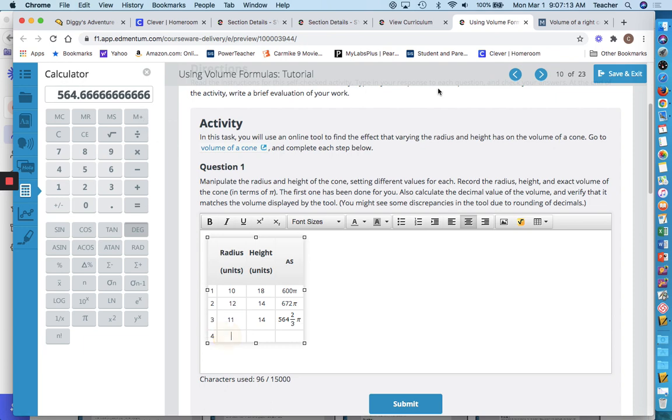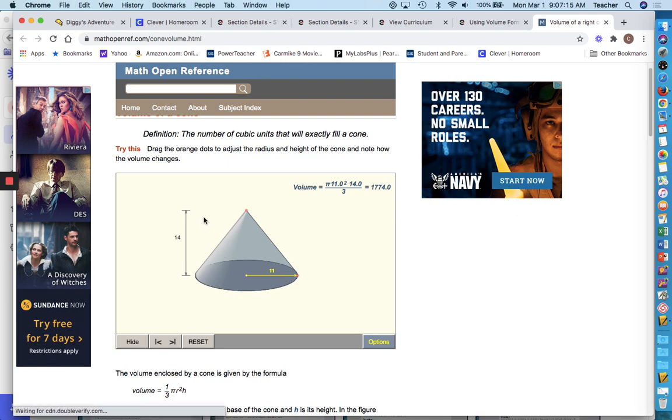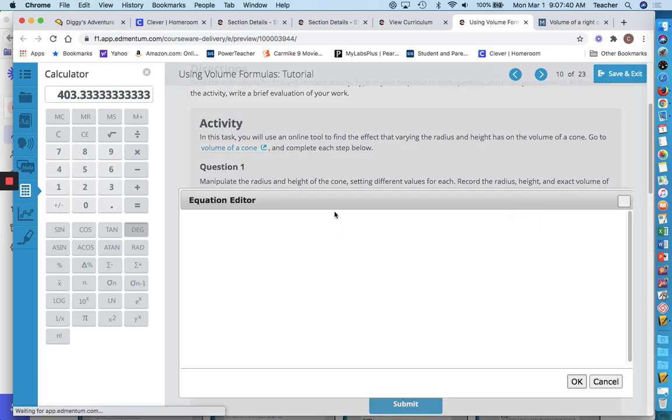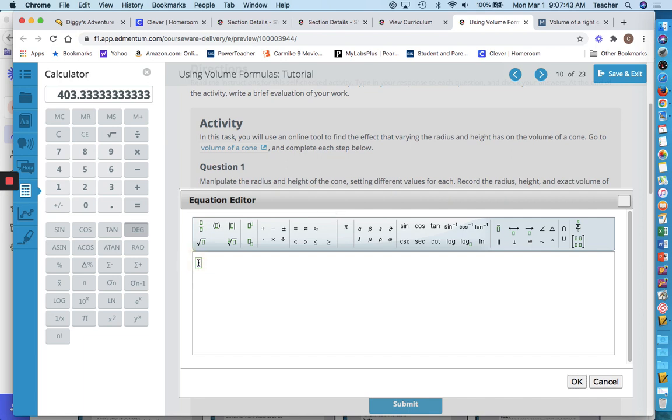All right, let's see. One last one. How about I change the height this time? Let's make that a 10. All right, so 11 and 10. 11 squared is 121. Times 10 just adds a 0. Divided by 3 because it takes 3 cones to make a cylinder. That's another repeating number. So again, repeating 3 is a 1/3. 403 and 1/3 with a pi.